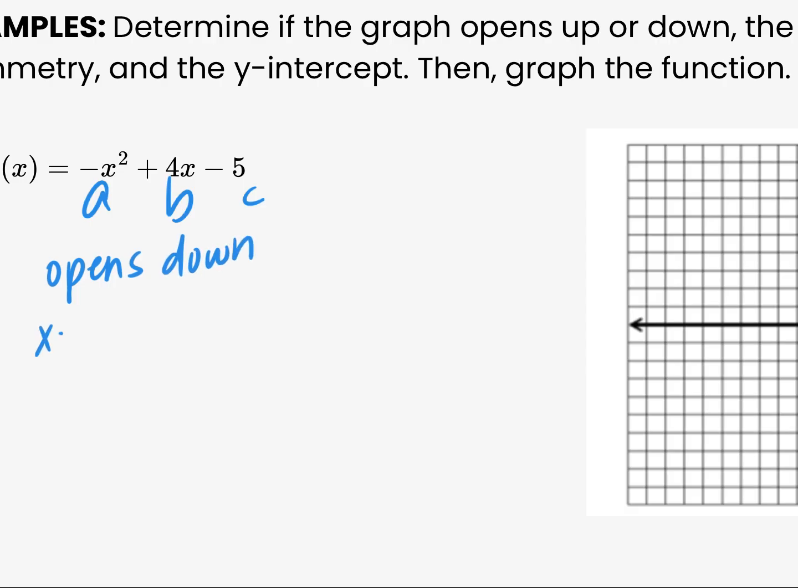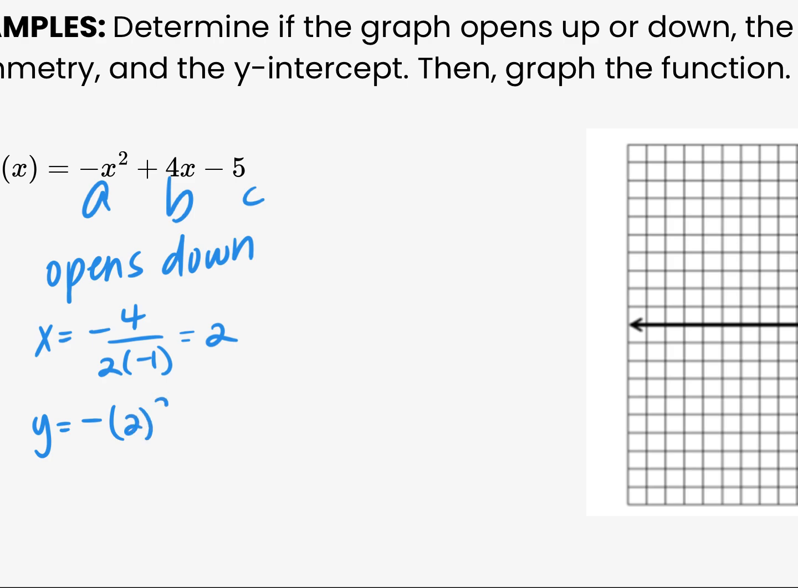To find the vertex, I have to start with that x value. So I'm going to take the opposite of b, so that's negative 4, over 2 times a, which is negative 1. Negative 4 divided by negative 2 is positive 2. To find the y, I'm going to plug that in.